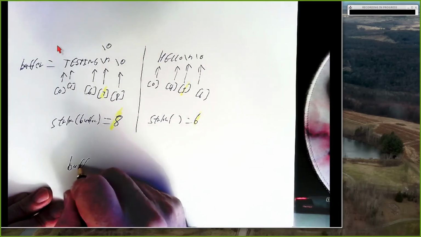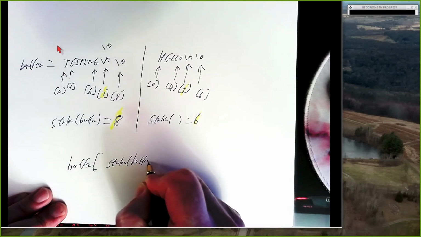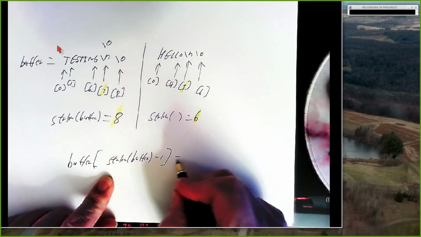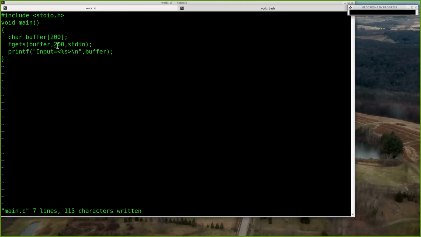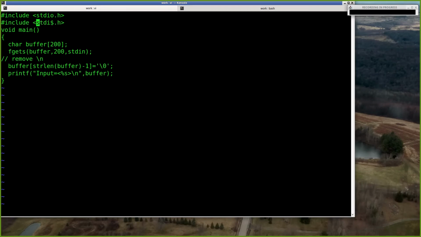So if I do buffer bracket string length of buffer minus 1, that's the index of the last character, which is a newline. If I set that equal to a null terminator, that should strip off the newline. It basically replaces this thing with a \0. So this is useful to do sometimes. Right, make that replacement, and I'll need to include string.h.